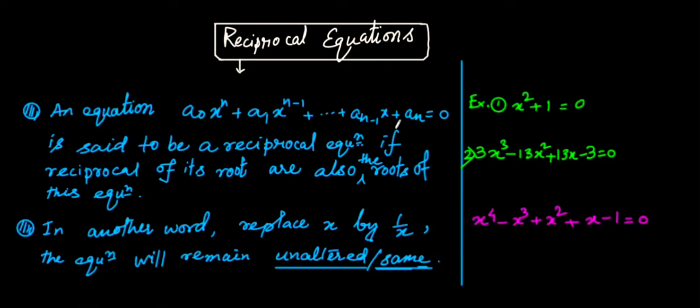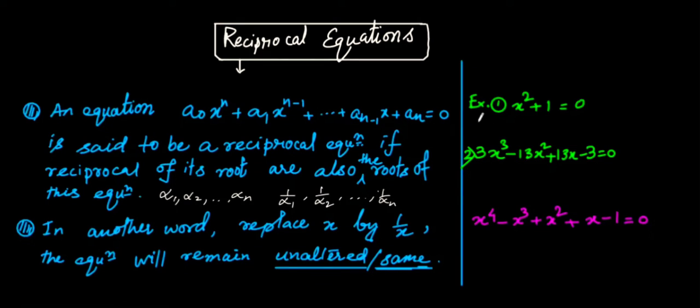an minus 1 x plus an equals 0 be the equation, and let its roots be alpha 1, alpha 2, alpha n. Then the reciprocals of these roots, that is 1 by alpha 1, 1 upon alpha 2 and so on, 1 upon alpha n, are also the roots of this equation. Or in other words, if we replace x by 1 by x, the equation remains unaltered.